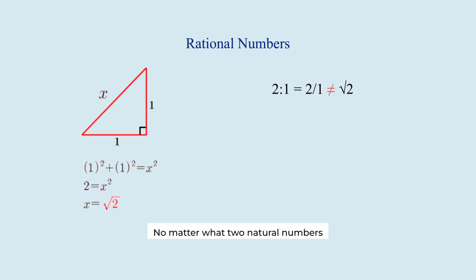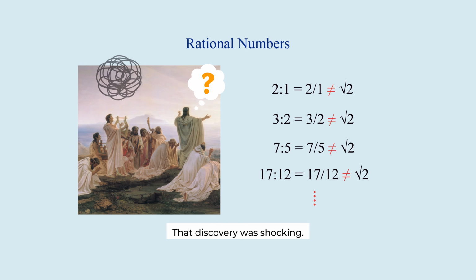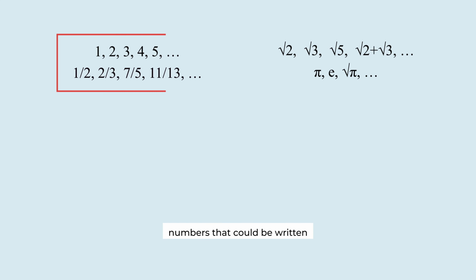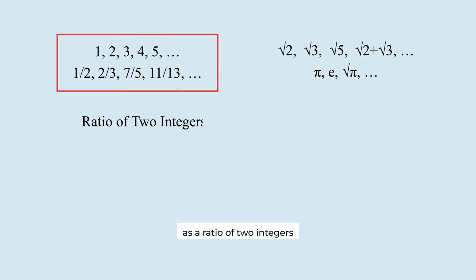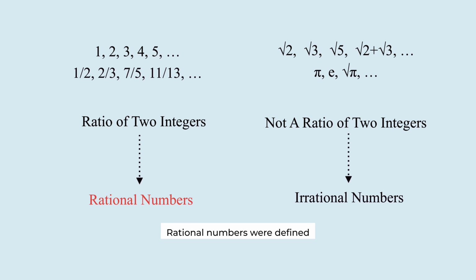No matter what two natural numbers you picked, you couldn't express root 2 as their ratio. That discovery was shocking. From then on, numbers that could be written as a ratio of two integers were called rational numbers, and those that couldn't were called irrational numbers. Rational numbers were defined as the opposite of irrational numbers.